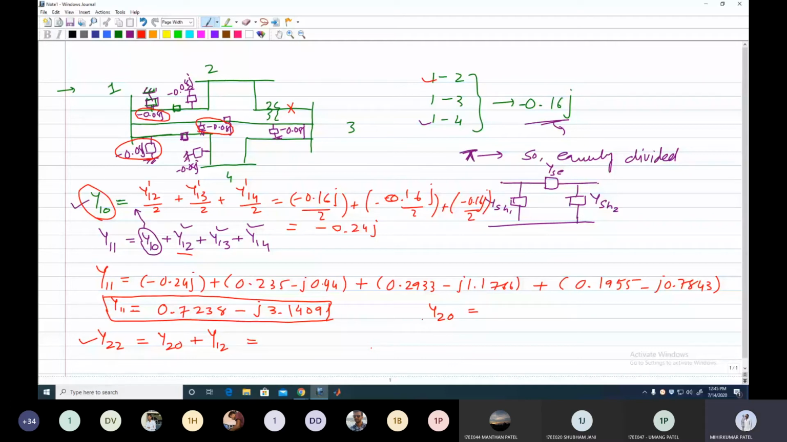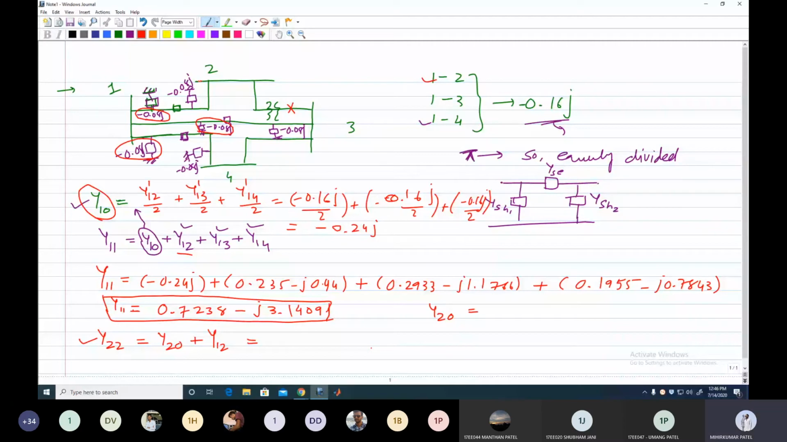First, understand what Y20 represents. Y20 represents the total shunt admittance connected to bus number 2. So what is the value of the total shunt admittance at bus number 2? Refer to the diagram at bus number 2. It is 0.08 j. Yes, very good.